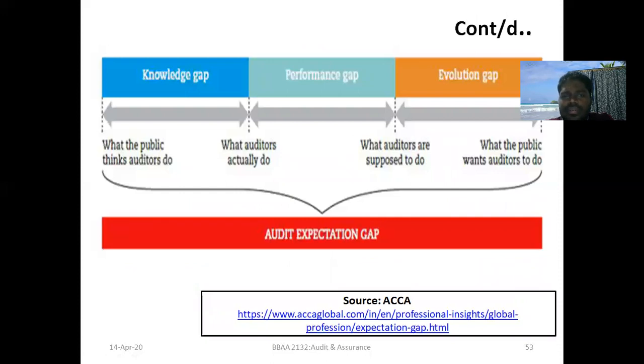Then when we say expectation gap, we can further divide it into three types. One is the knowledge gap. That says what the public thinks auditors do and what auditors actually do. There is a difference between these, indicated by the knowledge gap. Then there is the performance gap: what auditors actually do and what auditors are supposed to do. And the evolution gap says what auditors are supposed to do and what the public wants auditors to do. These three make up the expectation gap.